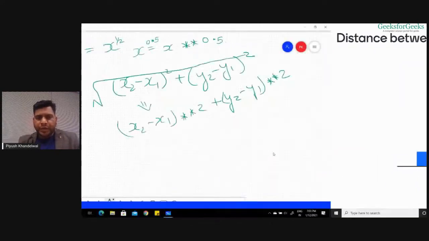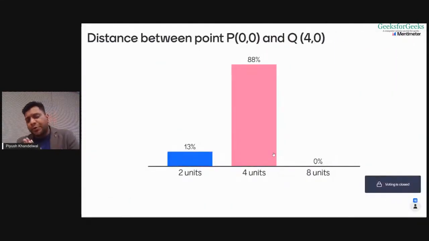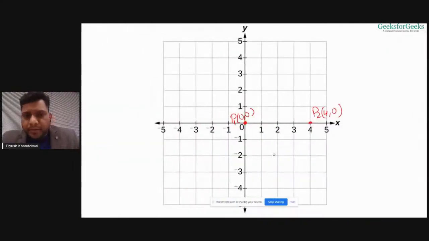Okay. So we have our answers. Most of the people say it's going to be 4 units. Some people say it's going to be 2 units. Let me try to resolve your doubts. See, if the points are in a single line, we can simply calculate the distance by counting. It is 1, 2, 3, and 4. It is going to be 4 units, right? So if the points lie in the same line, either horizontal or vertical, I can simply calculate it.